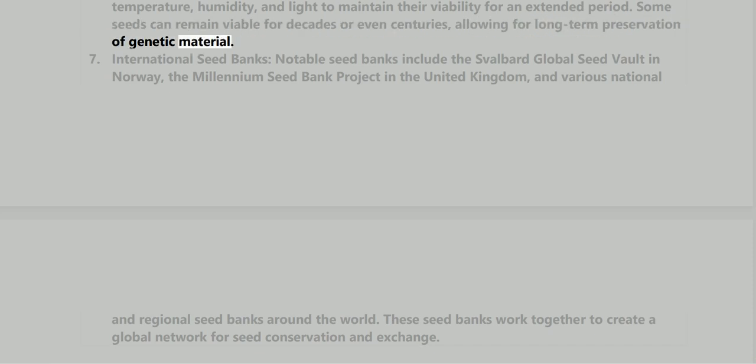7. International seed banks. Notable seed banks include the Svalbard Global Seed Vault in Norway, the Millennium Seed Bank project in the United Kingdom, and various national and regional seed banks around the world. These seed banks work together to create a global network for seed conservation and exchange.